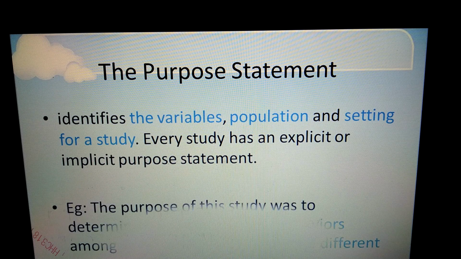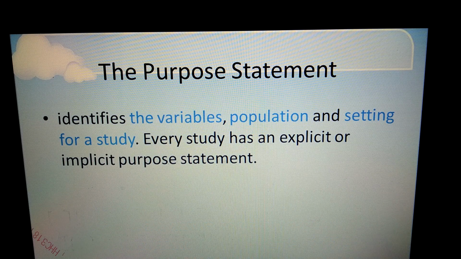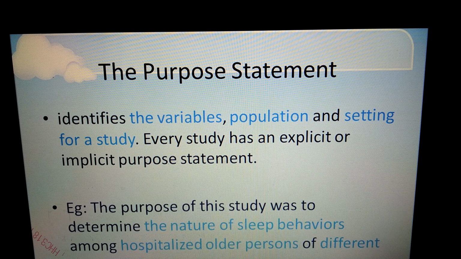The purpose statement can identify the variables, population, and setting for a study. I want to give you an example. For example, the purpose of this study was to determine the nature of sleep behavior among hospitalized older people of different age. The population of the study is the hospitalized older persons, and the variables are the nature of sleep behavior and the different age.